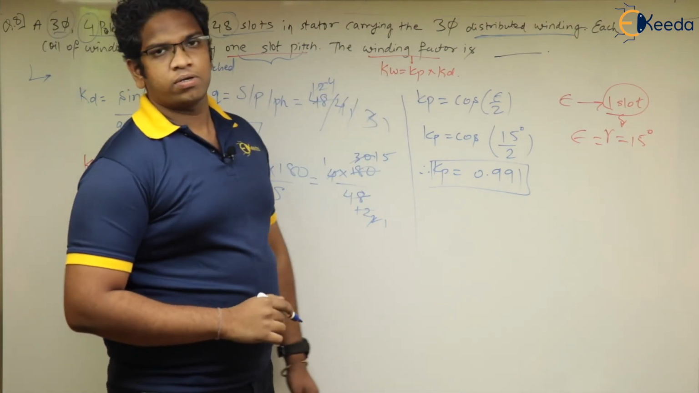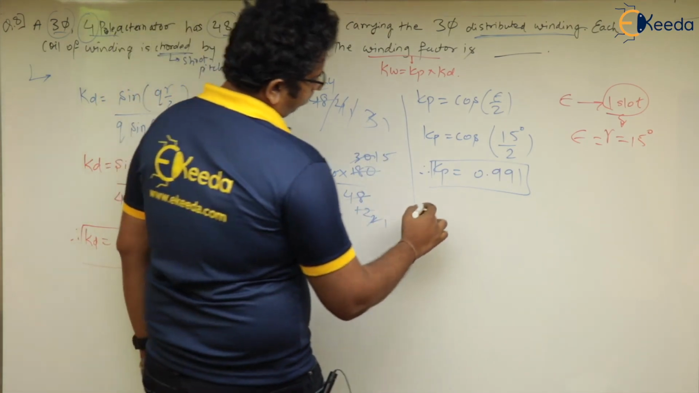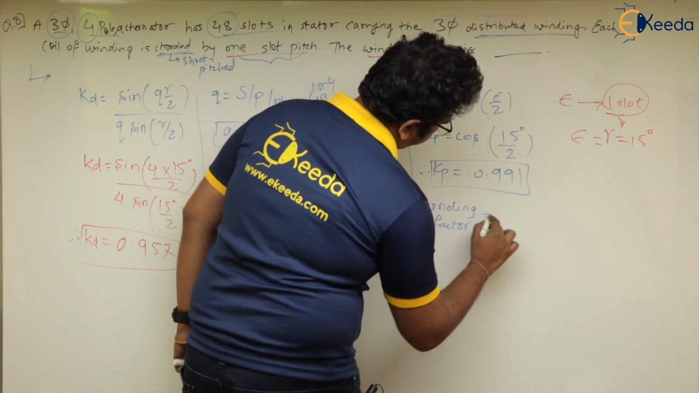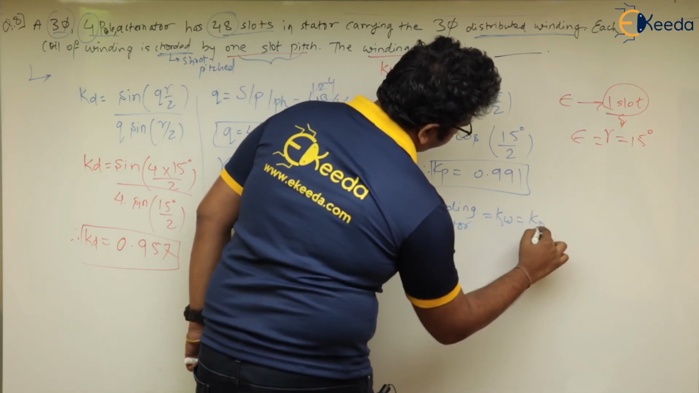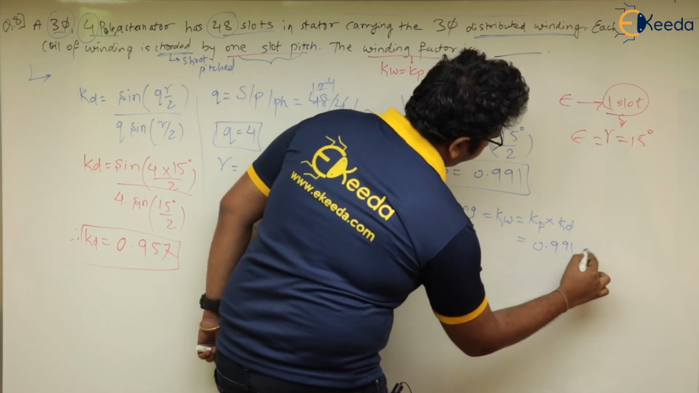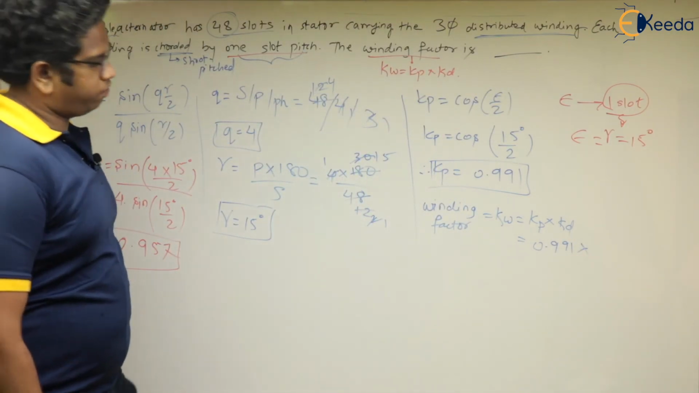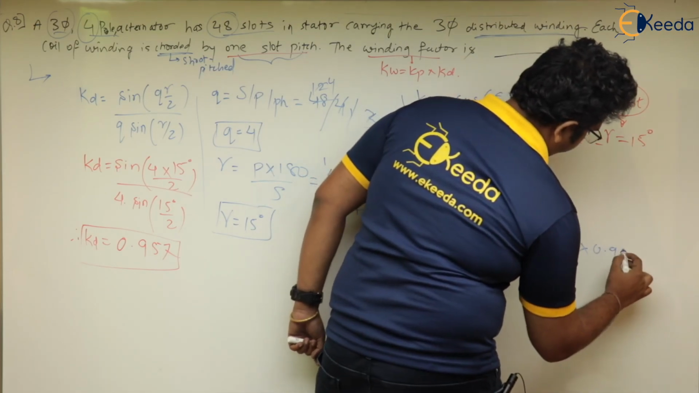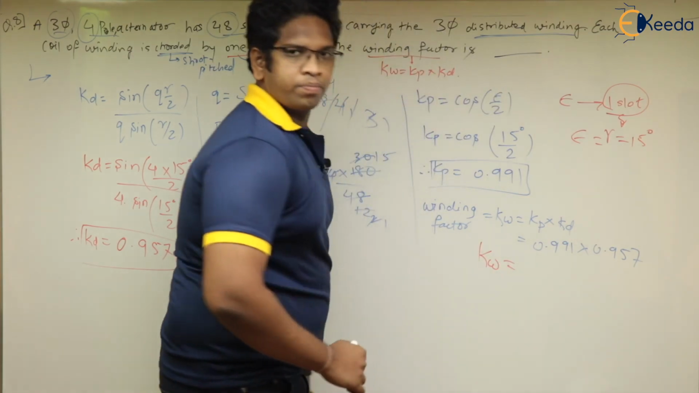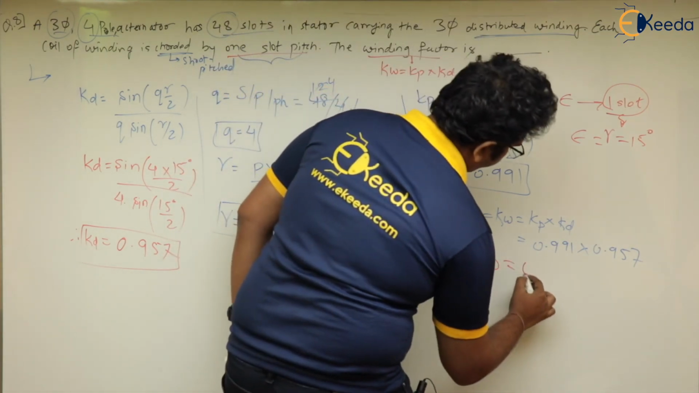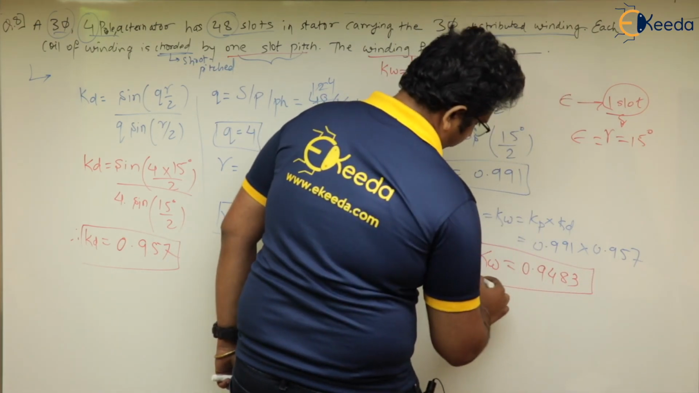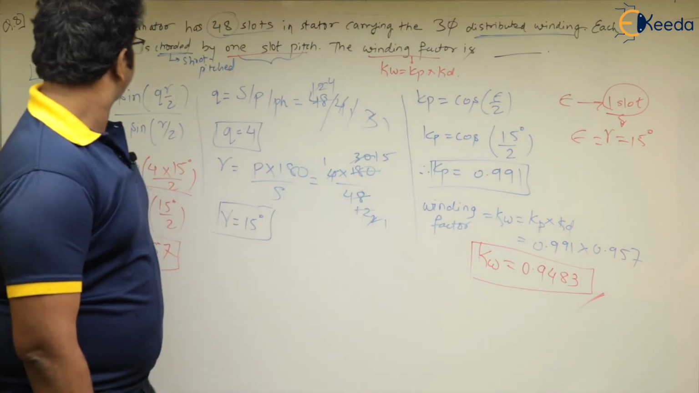This is Kp. But what are they asking in the question? They are asking about Kw, winding factor. So let us find Kw. Winding factor is equal to Kw, which is nothing but Kp into Kd. What is Kp, sir? Kp just now 0.991, multiplied by, what is Kd, sir? 0.957. So after solving this, the answer that you get for Kw is going to be 0.9483. This is going to be the final answer. Thank you.